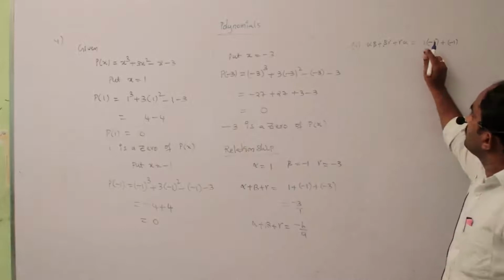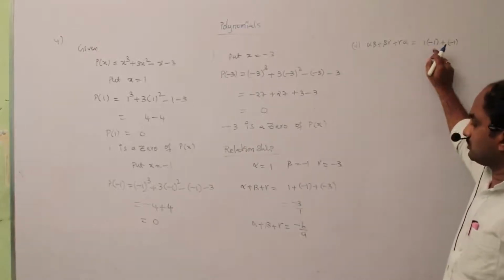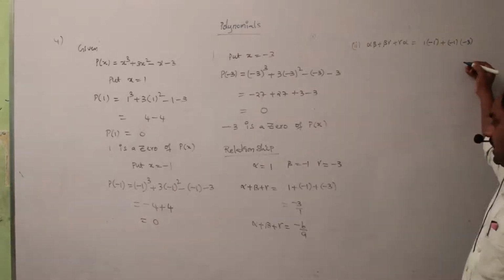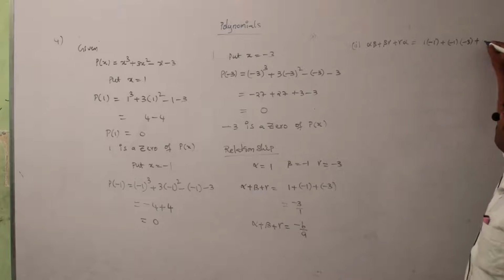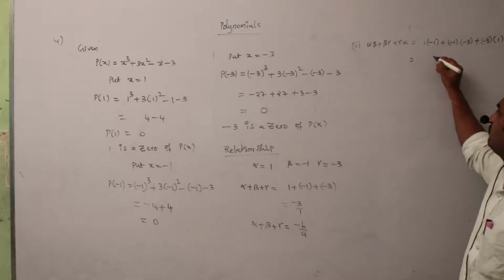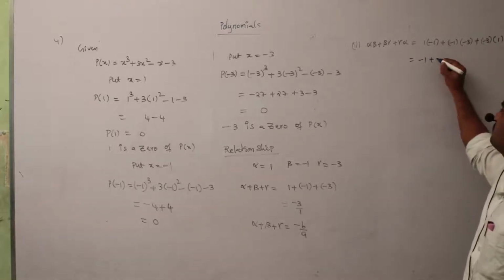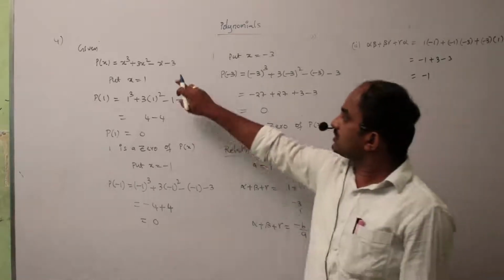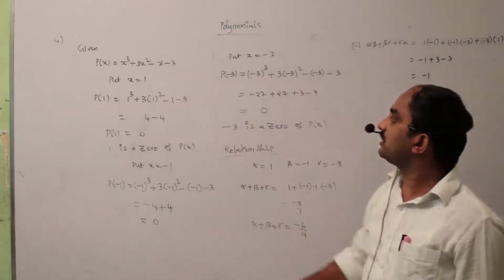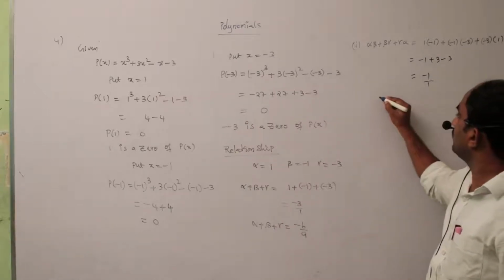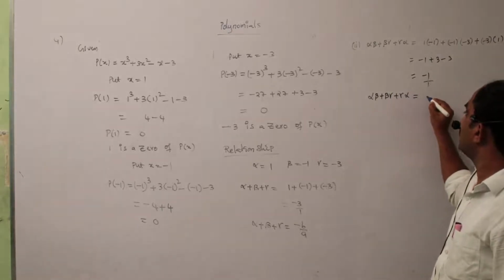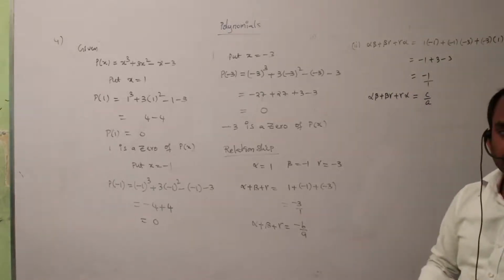Second relationship, alpha beta plus beta gamma plus gamma alpha. Alpha value is 1 into beta value, minus 1, plus beta value minus 1 into gamma value minus 3, plus gamma value minus 3 into alpha value 1. So 1 into minus 1 is minus 1, minus into minus is plus 3, and minus 3. Totally we get minus 1. Now see here the C value. The C value is minus 1, so minus 1 by 1. And alpha beta plus beta gamma plus gamma alpha is equal to c by a.